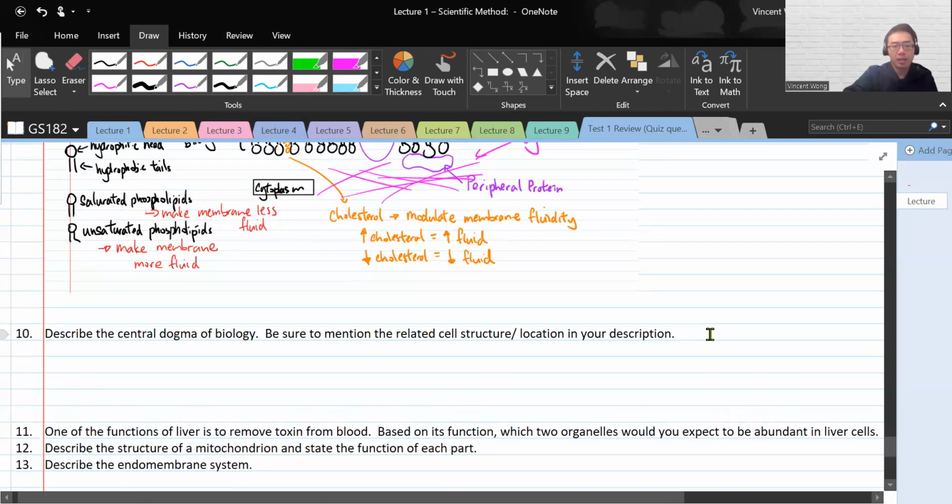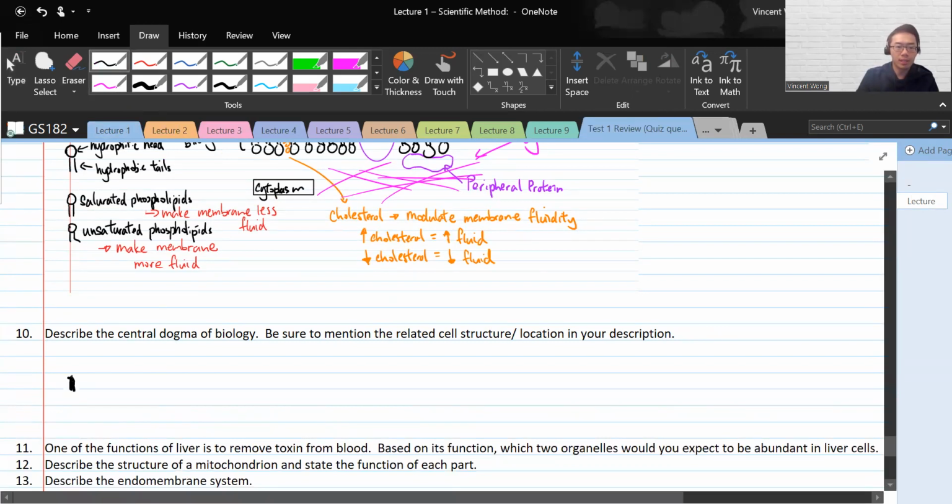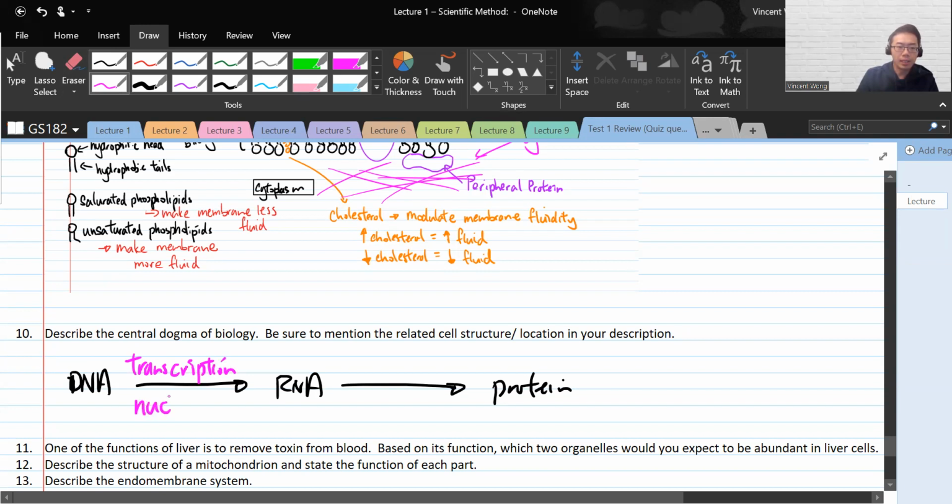Central dogma of biology. We talked about that earlier already. We have the transcription. That's the DNA being copied in the form of RNA. So let's write that down again. Transcription, and this happens in the nucleus. And then the RNA will exit through the nuclear pores and go into the cytoplasm. And it is in the cytoplasm that the RNA will be decoded by the ribosome to make protein. This is translation.